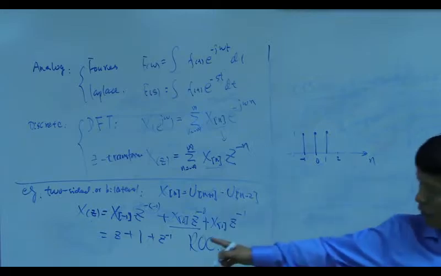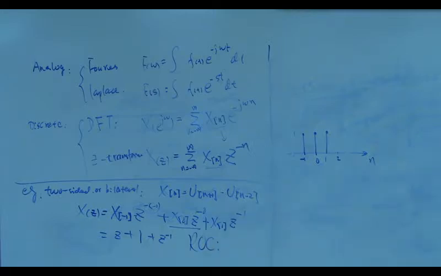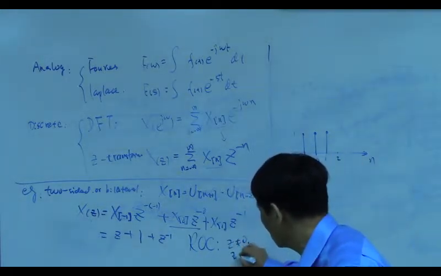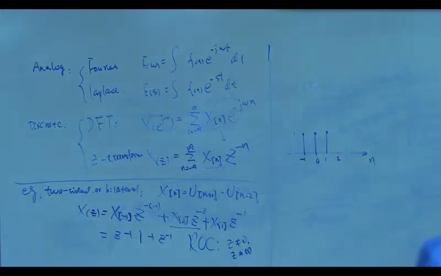For example, how about z equals 1? It's good, right? Equals 3. How about z equals 10? Yeah, that's good. That's 11 and 0.1, right? How about z equals negative 5? Okay, still good. So every z except z cannot be equal to 0, z cannot be equal to infinity. That is the region of convergence.